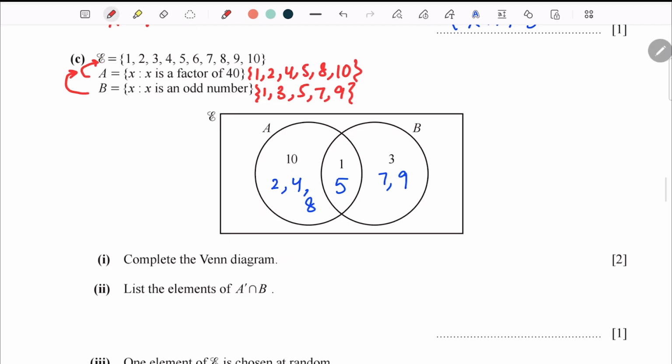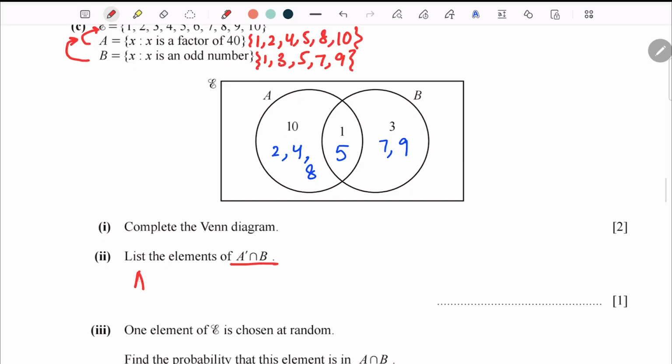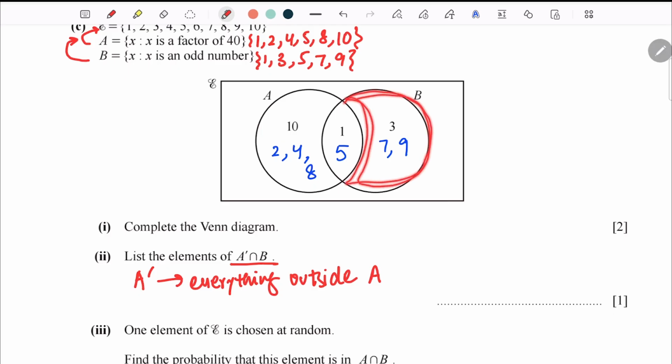Then in part 2, list the elements of A complement intersection B. So A complement means everything outside A, and intersection B basically means everything that is common in A prime and B. So we'll be writing the elements of only this part right here. We'll write the elements that are only present in B, and those elements are 3, 7, and 9.